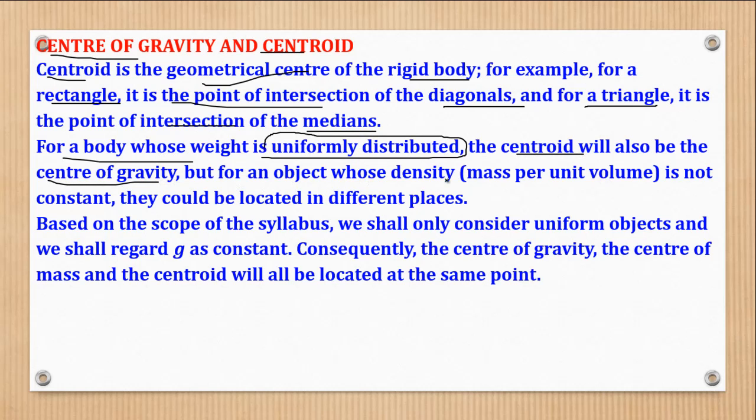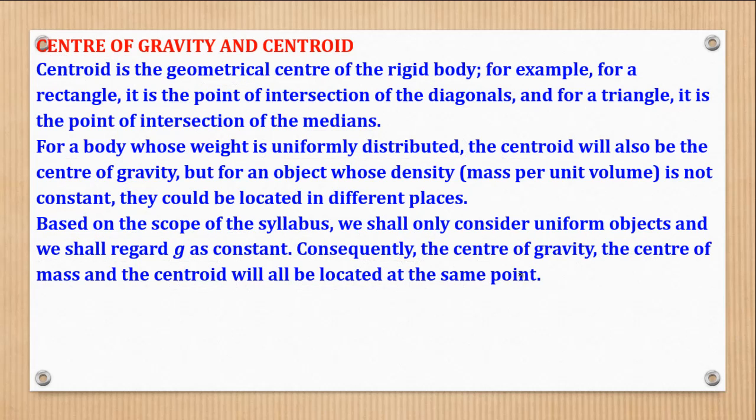But for an object whose density, in brackets mass per unit volume, is not constant, they could be located at different places. So like I told you here, we shall be interested in uniform bodies, meaning that centroid and center of gravity will mean the same. You work them out the same way. Based on the scope of the syllabus, we shall only consider uniform bodies and shall regard g as constant. Consequently, center of gravity, center of mass, and centroid will all be located at the same point. Why? Because the body is uniform.